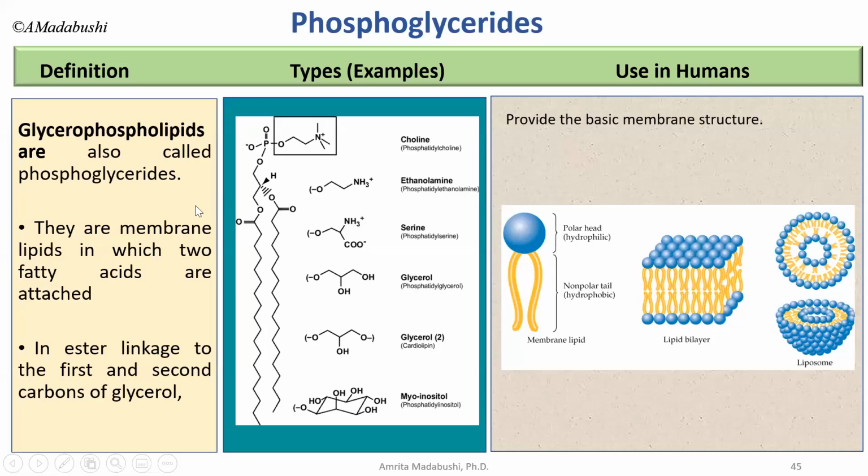So like I said, I made this really nice layout for you where I have the definitions, the types, and the use in human. Okay. So phosphoglycerides, also called glycerophospholipids, both are the same names. Okay, they are membrane lipids in which two fatty acids are attached, and there is an ester linkage. And this is how it looks in the human. So we are not going to do this in detail because we have only 15 minutes left, but we are going to go over them so that we'll have a little bit of outline in our mind. Okay.